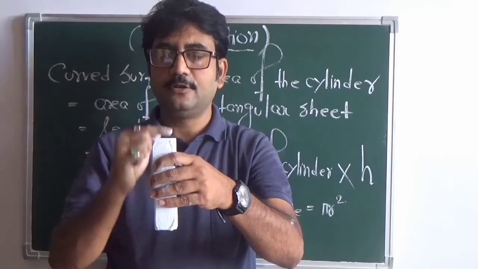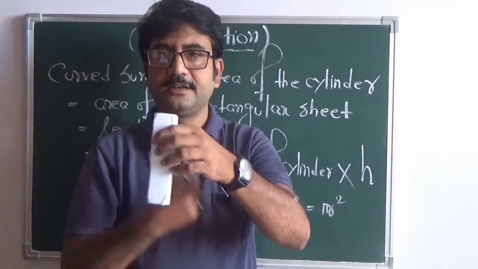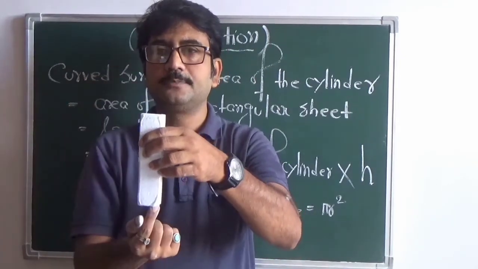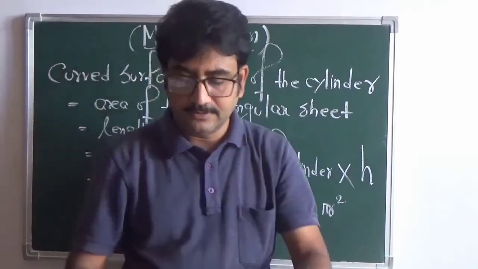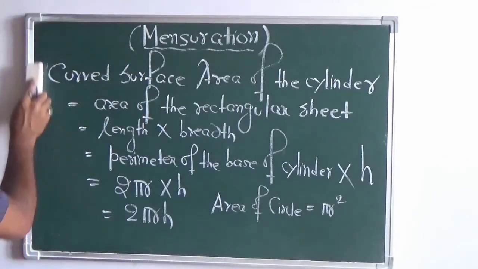So if we take all the surfaces, that is the curved surface, the top surface and the bottom surface, it gives us the total surface area of the cylinder. So now let us calculate the total surface area.